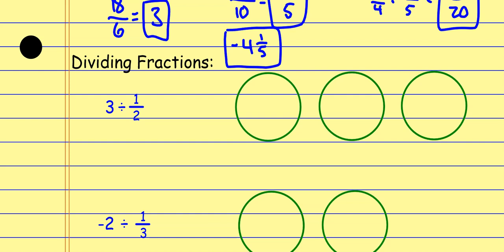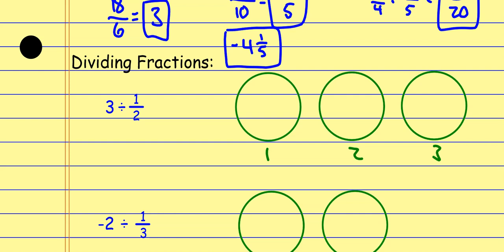Okay? But I have 3 divided by 1/2. And if you look over here, I have 3 circles. See, 1, 2, 3. 3 whole circles, okay? And I want to break those, divide them into half circles, okay? That's what the question 3 divided by 1/2 is asking.